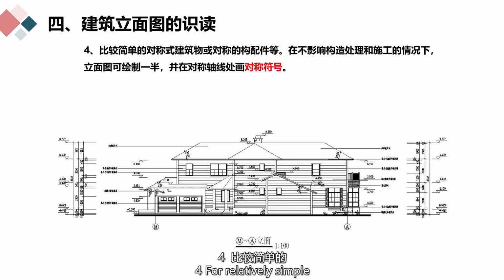4th, for relatively simple, symmetrical buildings or symmetrical components, the elevation can be drawn only half, with a symmetrical symbol drawn at the axis of symmetry, provided that this does not affect the construction treatment and construction.